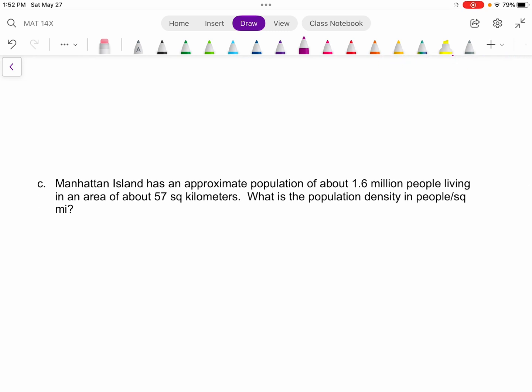The first one's actually a population density question. So all that population density means is the number of people living in a fixed area. So if this is my fixed area, how many people are living in that space? And so it will often be people per some area unit. Now, we're told here that we have 1.6 million people on Manhattan Island living in about 57 square kilometers. Now, in America, we tend to do per square mile when we look at population density. And so we're being asked to take it as people per square mile.